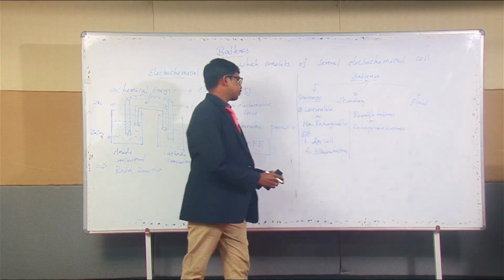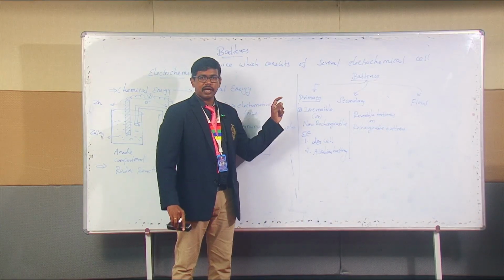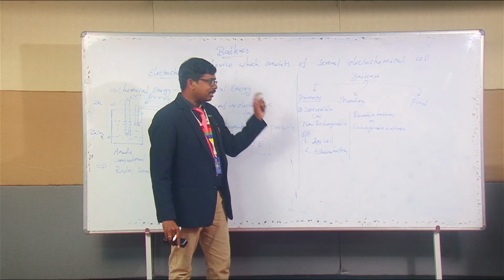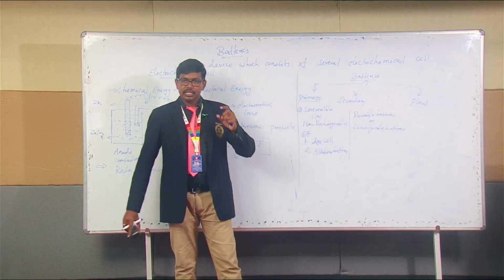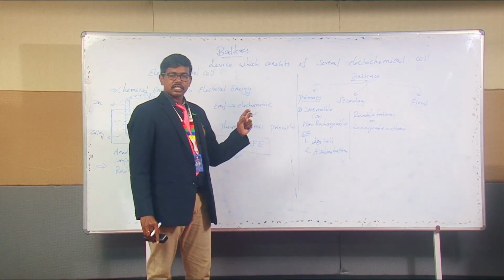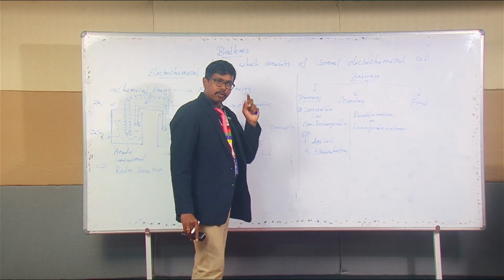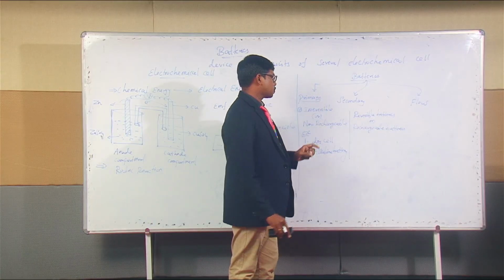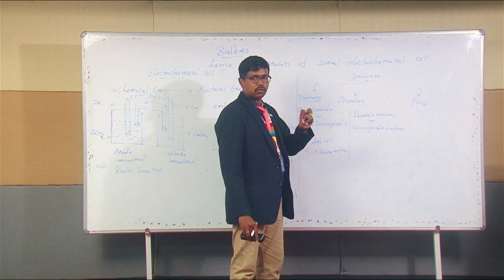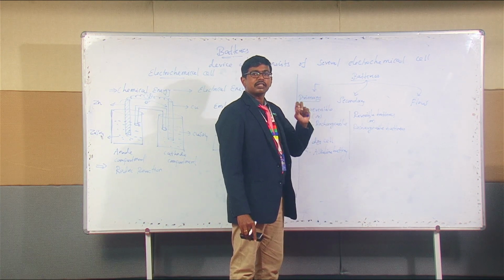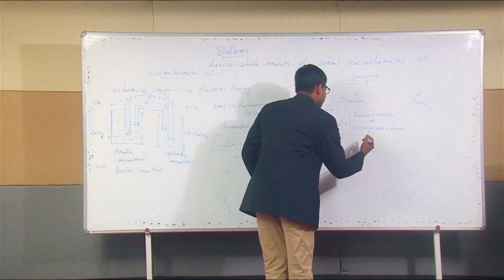Primary batteries cannot be reversed, but secondary batteries can be reversed. Both the electrode and the electrode reactions can be reversed by passing an external electric current, so the battery reaction can be easily reversed. This can be used for charging and discharging in regular batteries. Let me give some examples.